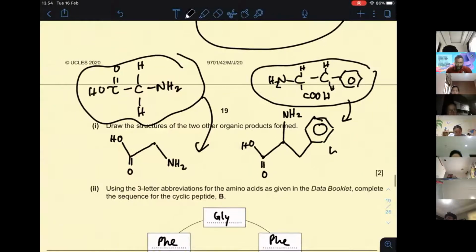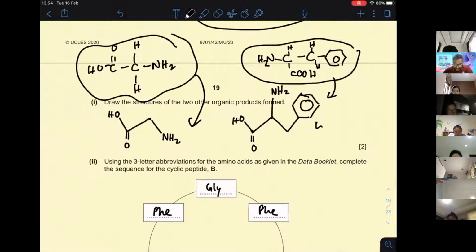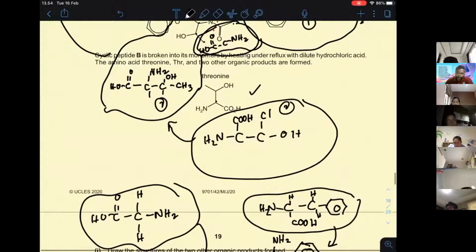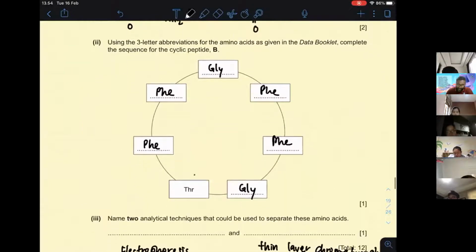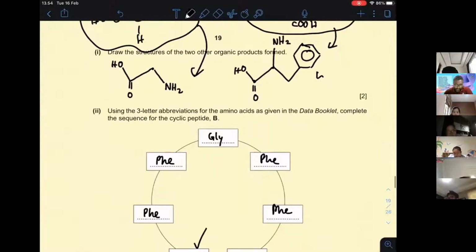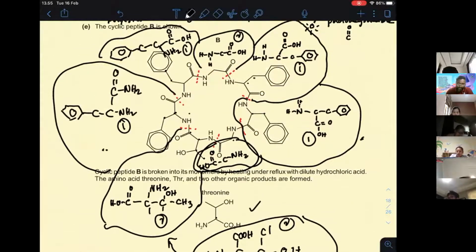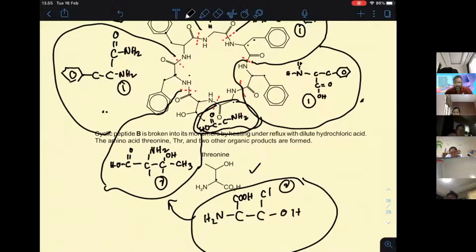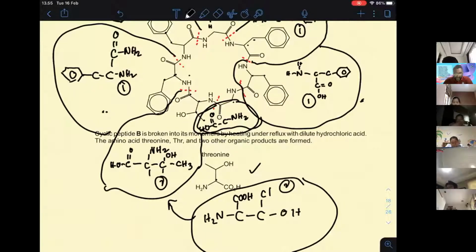Identify first, and then using the 3-letter abbreviations given in the data booklet, complete the sequence. Now, this is threonine, and they put THR. I found that this molecule, the one that has number 1 over here, you can check in your data booklet. What you need to see is, I think here, hold on, yes, C double bond O, and then this is OH.